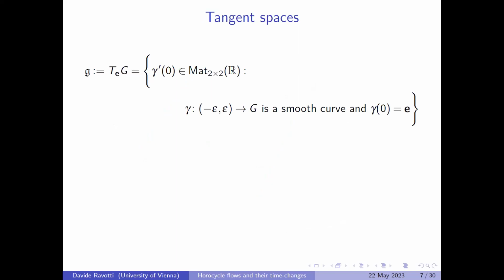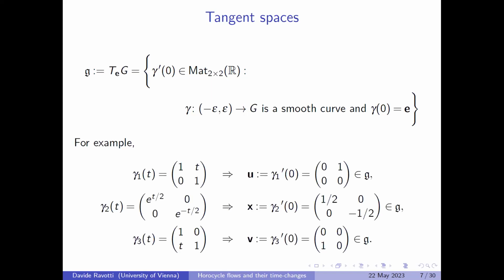So let us look at the tangent space at the identity. I will call it little g, with this Gothic font. And I think of them as the geometric tangent vectors. So what are they? I look at all possible smooth curves, gamma, defined on some open interval containing 0 with values in G, and such that gamma of 0 is equal to the identity. I look at all curves of this type, and I then take the derivative at 0. And this will be a 2x2 matrix with real entries. And I want to look at what this collection of matrices is.